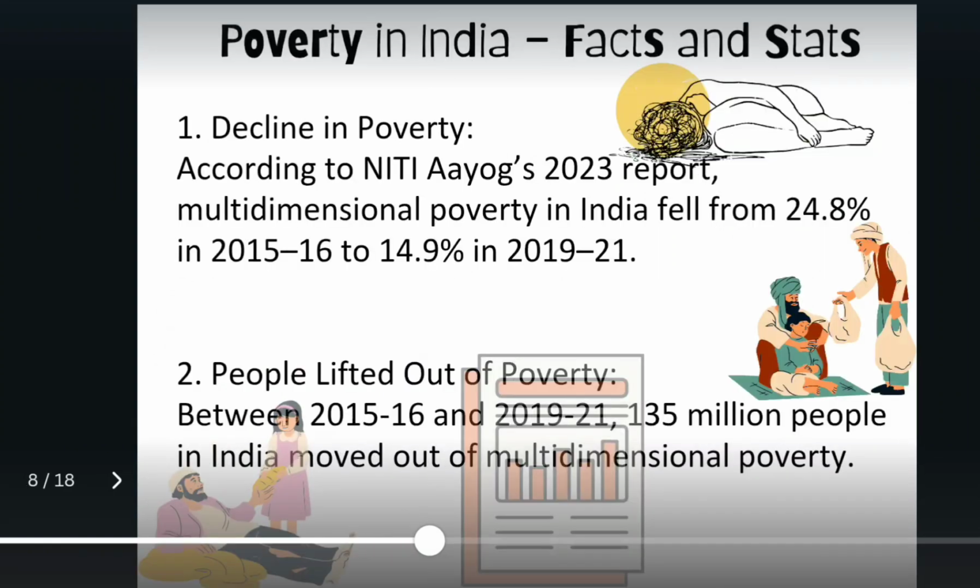Now let's understand poverty in India. Some facts and statistics about poverty. So first, decline in poverty. According to NITI Aayog's 2023 report, multidimensional poverty in India fell from 24.8% in 2015-16 to 14.9% in 2019-21. 135 million people in India moved out of multidimensional poverty between 2015-16 and 2019-21.